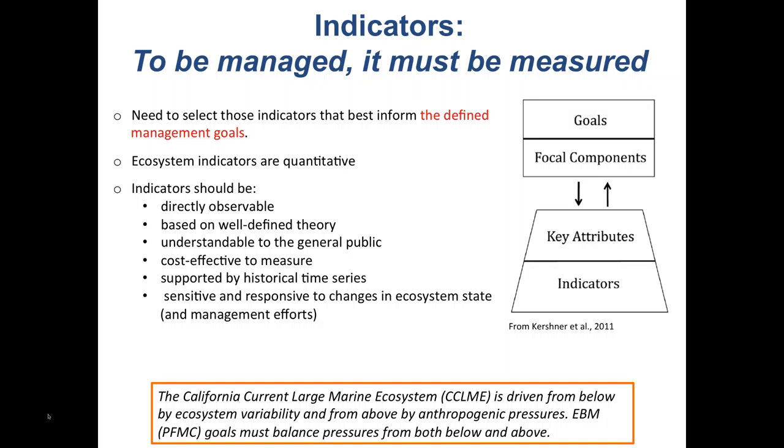And I put down here on that box that one of the challenges for the California Current large marine ecosystem is that it's really driven from below by ecosystem variability. Coastal upwelling is critical, but it's also driven from above by anthropogenic pressures. So the EBFM goals are going to have to balance pressures from both below and above.